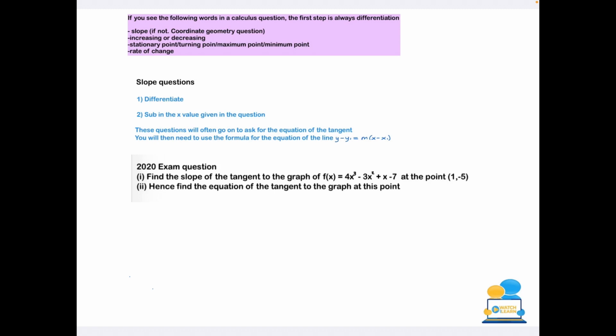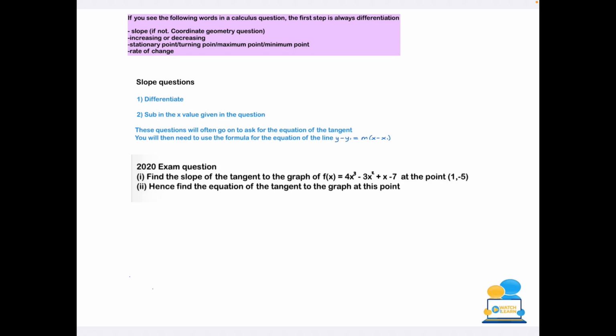Okay, that is what we're going to look at today. It can also tell us if a function is increasing or decreasing. Again, we can just tell that from a slope. So if the slope is positive, it's increasing. We can use it to find a stationary point, a turning point, a maximum point, or a minimum point.